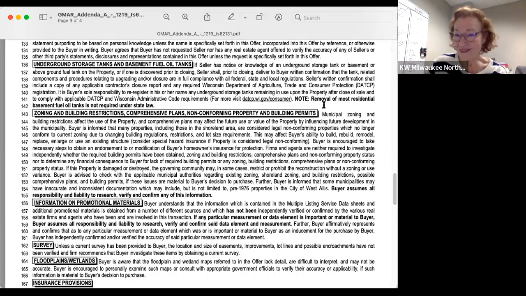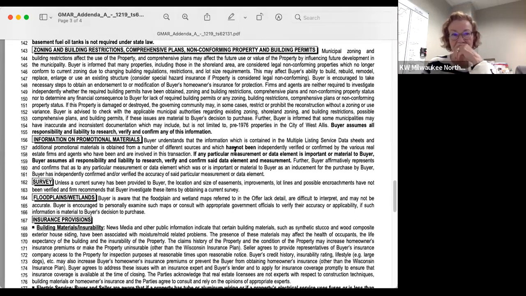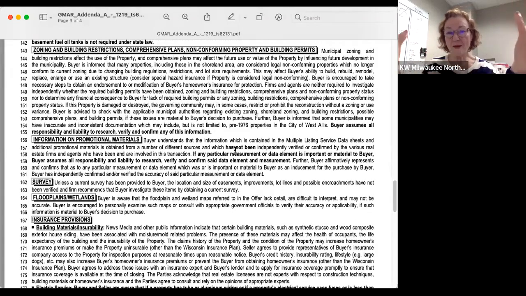Now note, and this is a big note, especially if you're an agent that's been working for a long time, here's a change. Removal of most residential basement fuel oil tanks is not required under state law. Now, that's not underground storage tanks, that's basement fuel oil tanks. Okay. And now they're talking comprehensively about zoning and building restrictions, comprehensive plans, non-conforming property, and building permits.